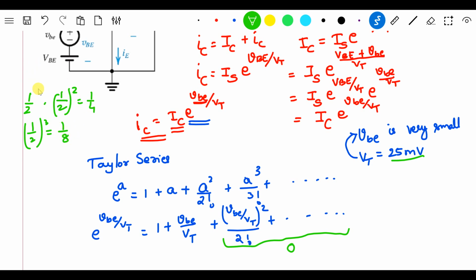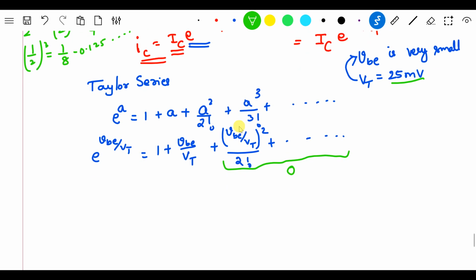Now, if you see, this is 0.5, whereas this is 0.25, this is 0.125. Gradually, you are able to see the value is getting lesser and lesser. So therefore, this entire term becomes very small, approximately 0. So finally, I can say that e power small VBE by Vt is equal to 1 plus small VBE by Vt.